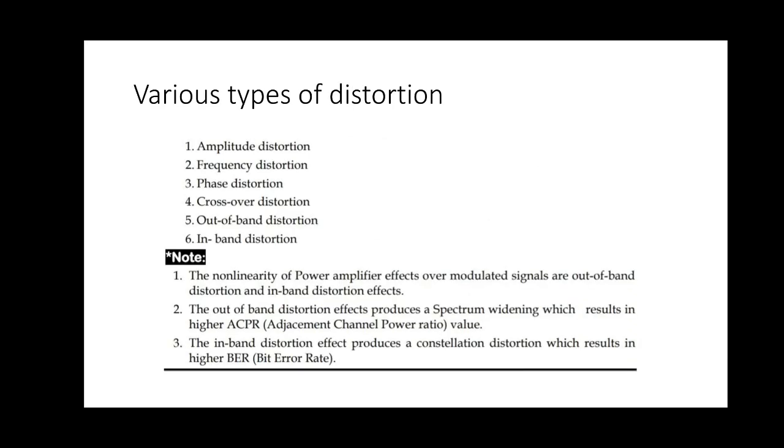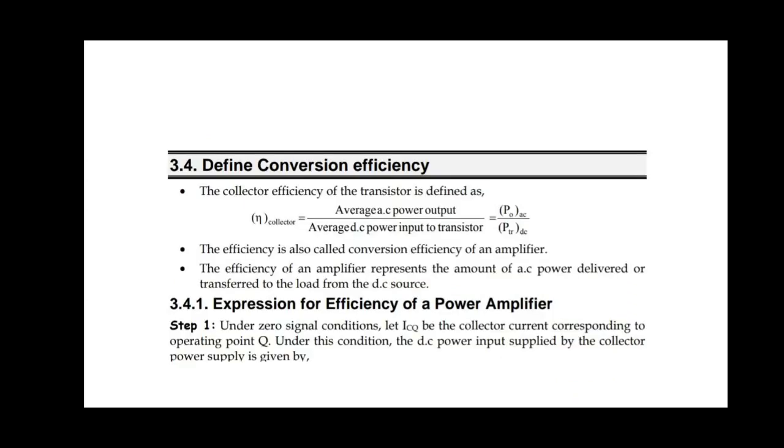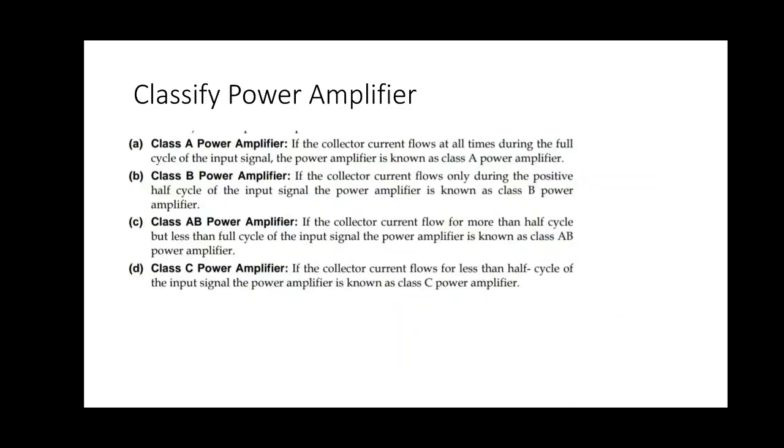Power amplifiers are classified into different types based on the frequency of the signal, whether audio, radio or video frequency, and according to the period of conduction. The power amplifiers are class A, class B, class AB, class C and class D.